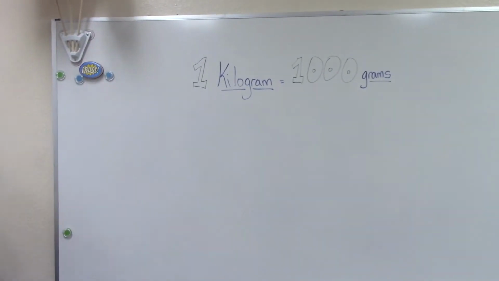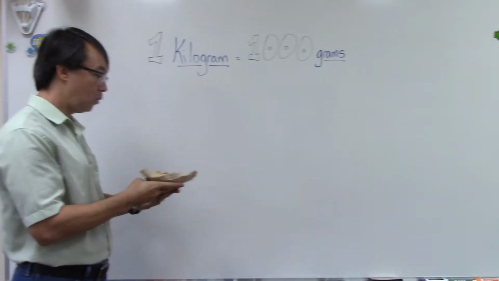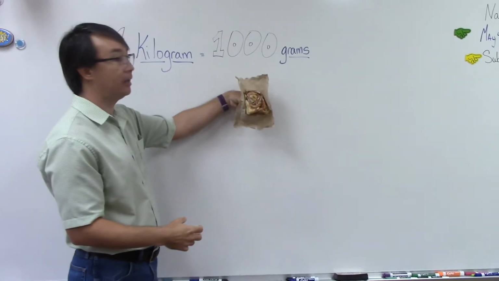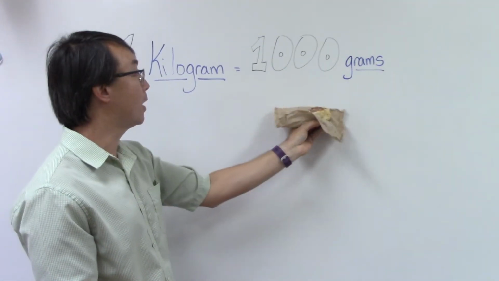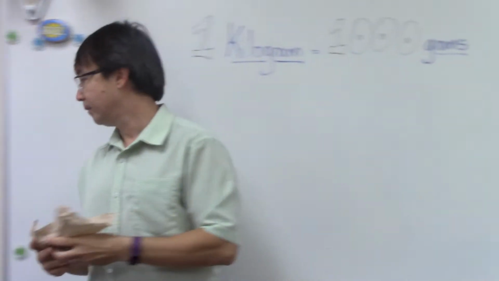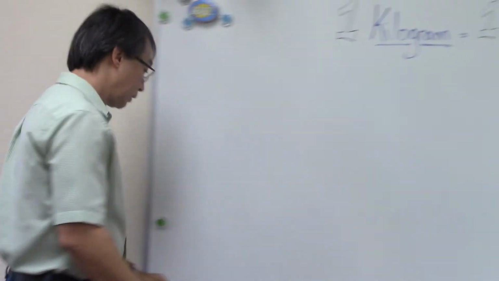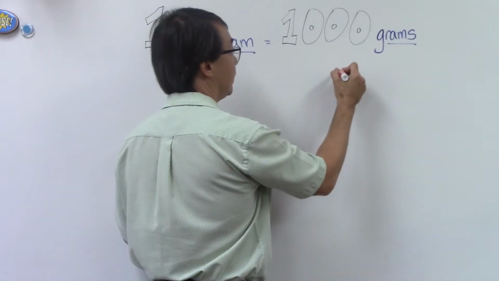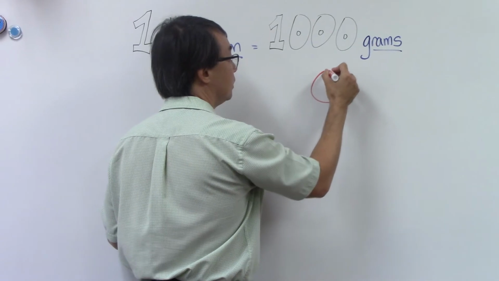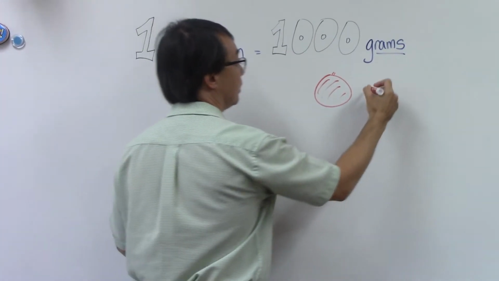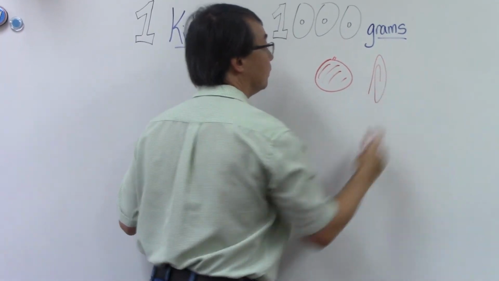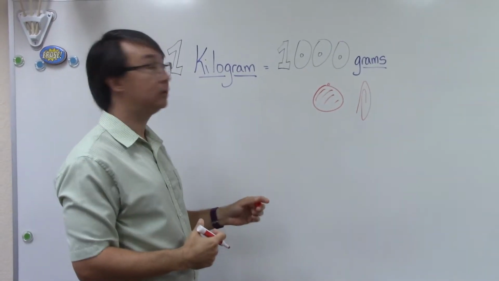Or, let's say you were going to weigh this S&J cinnamon roll. You would use grams to do that. So food, right? Or a paper clip. You would use grams. Right?